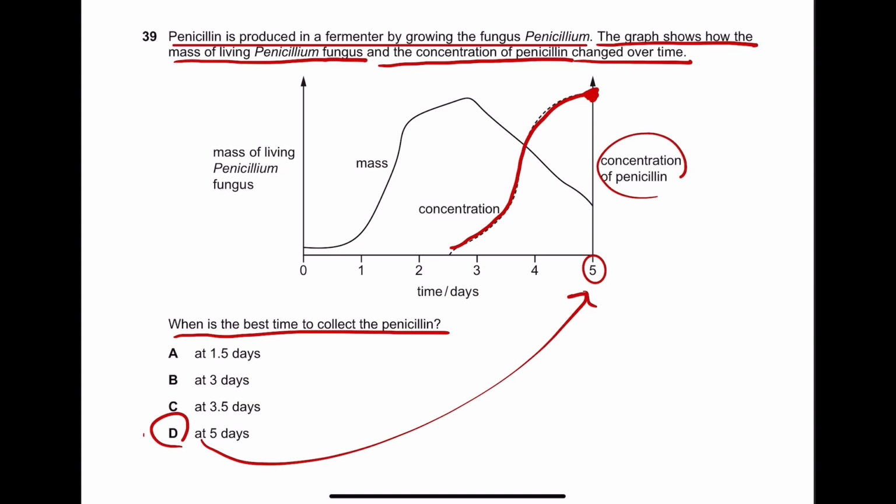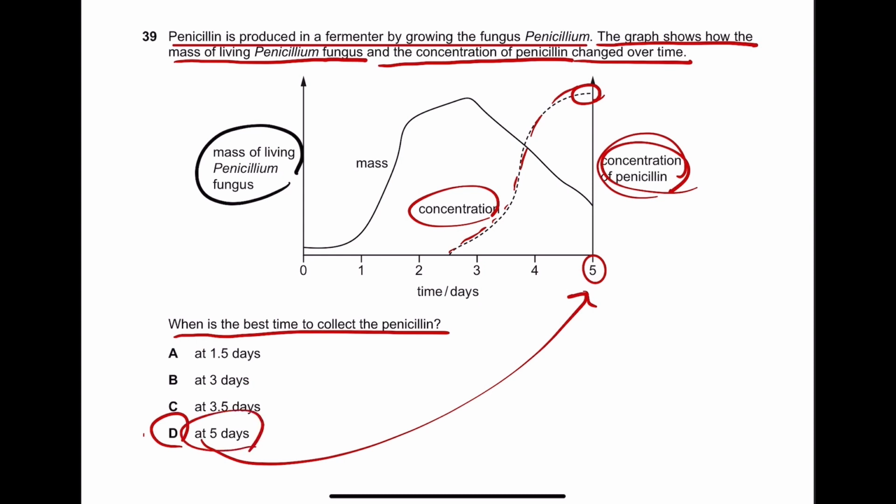Okay? So the way that you read, or interpret, this graph is that the mass of living Penicillium fungus is shown with this normal line. So you read it on the left with the left y-axis, but then the dotted one, the dashed line, is showing the concentration, and you read it with the y-axis on the right side. Anyways, you want to get the highest concentration, so day 5 is the correct answer for this one.